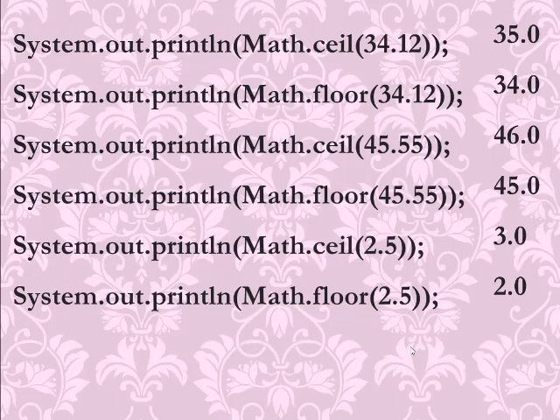Few more examples of math.ceil and floor. Like if we have 34.12, math.ceil will return 35. Math.floor for 34.12 will return 34.0. Math.ceil for 45.55 will return 46.0. Math.floor for 45.55 will return 45.0. Math.ceil 2.5 will return 3.0 because 2.5 lies between 2.0 and 3.0, so ceil will return 3.0 and math.floor will return 2.0.